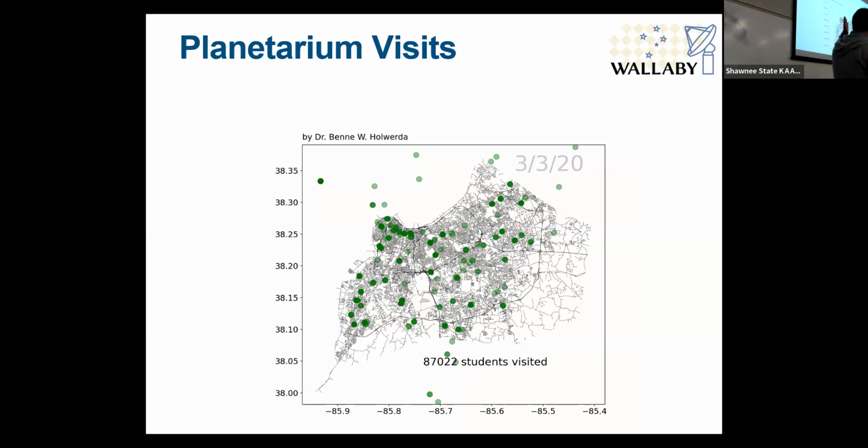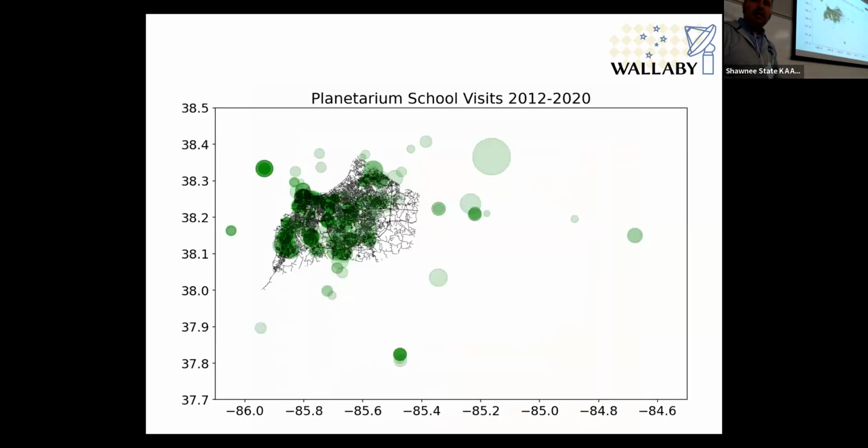So look, these students were coming from everywhere. Look at the numbers of students that visited cumulatively. Then I like to do visuals, so I figured out how to make the size of the point relative to the size of the group that visited. As you can see, we pretty much blanket Louisville, and there are groups coming from further afield.